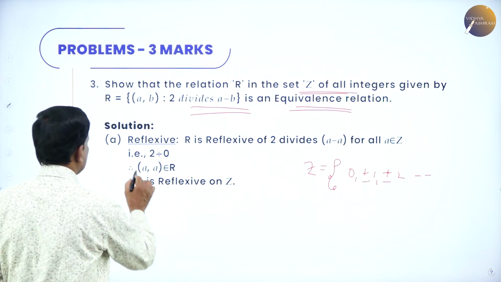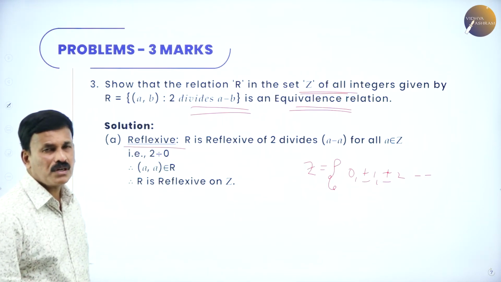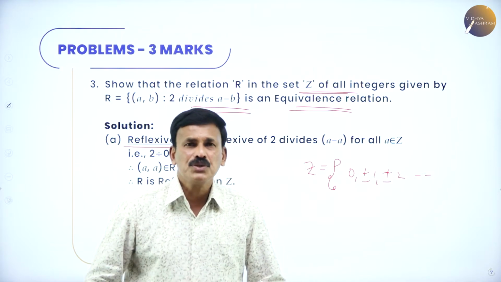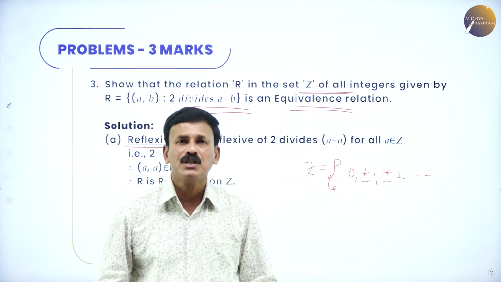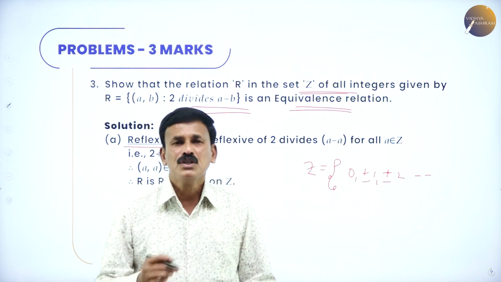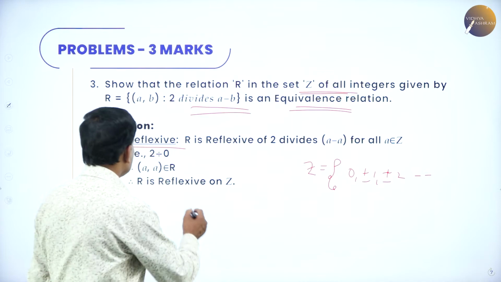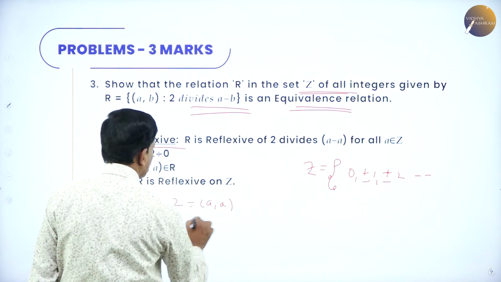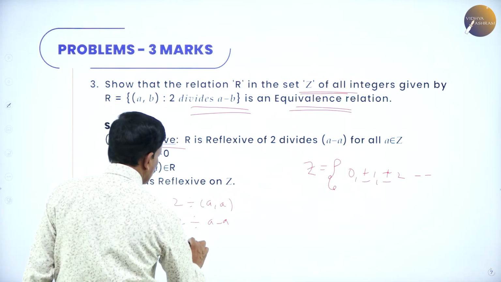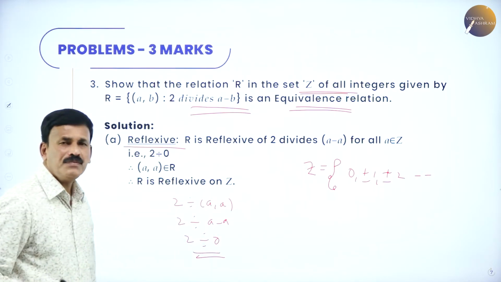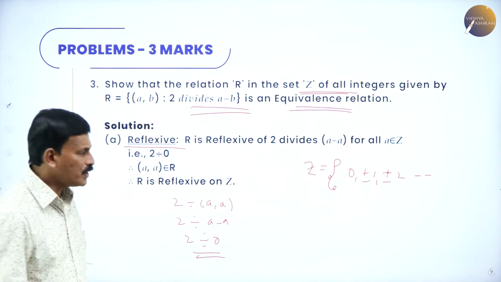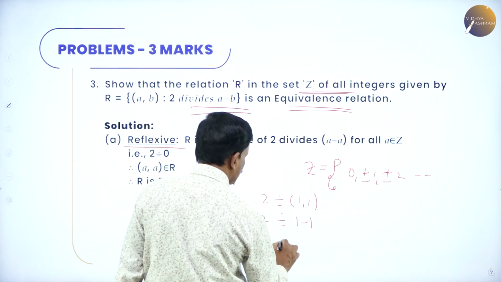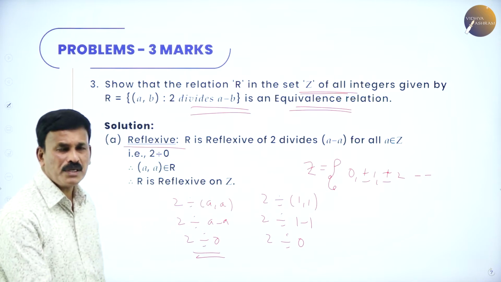Now let us take the first one, reflexive relation. So R is reflexive because reflexive means what? (a, a) belongs to R, (b, b), (c, c). You can choose any integer, any element: (1, 1), (2, 2), (3, 3). So here what is the condition given? 2 divides a minus a. That means 2 divides 0. If you take (b, b), 2 divides b minus b. For example, if you take (1, 1), that means 2 divides 1 minus 1, 2 divides 0. So you can divide 0 by any number.